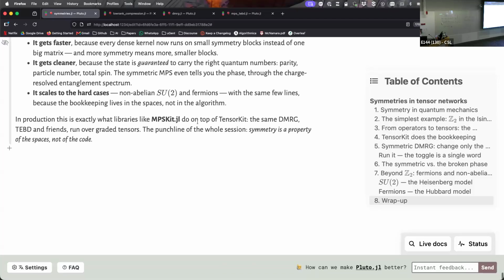I'll advertise MPSKit, which is built on TensorKit. There's also PEPSKit for those who are brave. But you can also use ITensor. I will also mention TeNPy as a very decent Python alternative for MPS simulations. And you can Google around. There's always more stuff. And I think that's the end of my content for today.